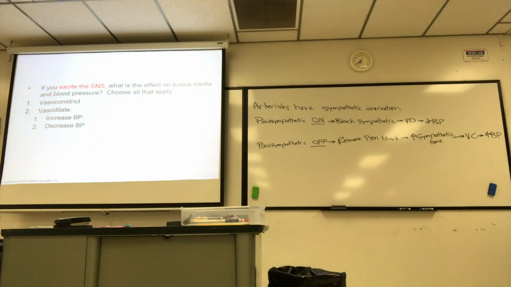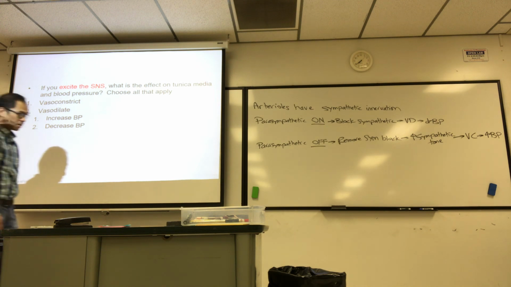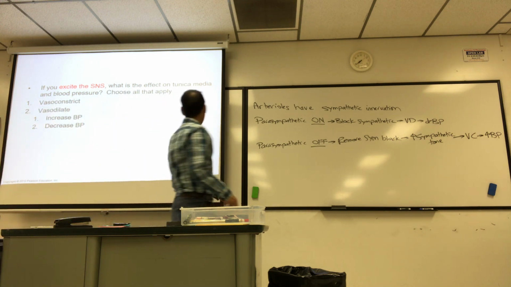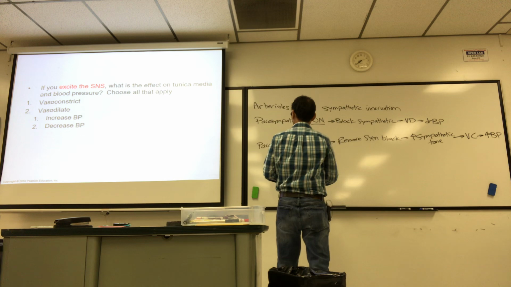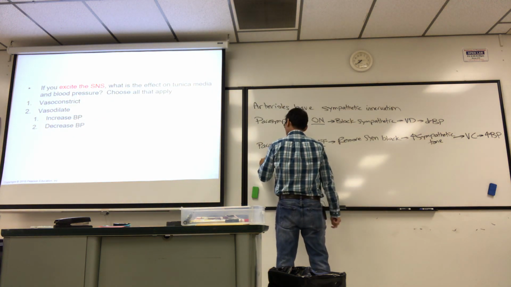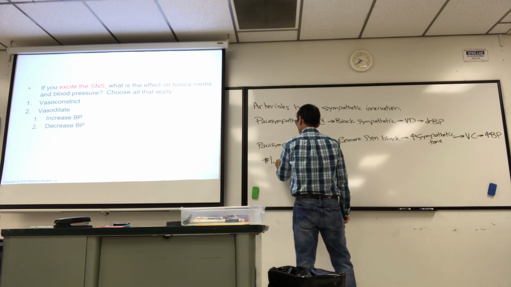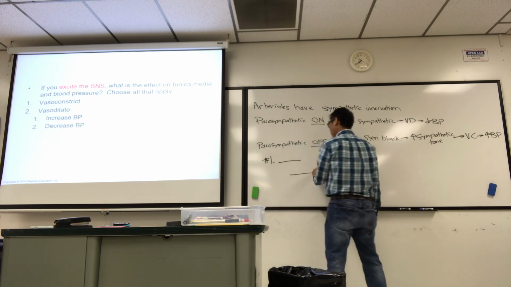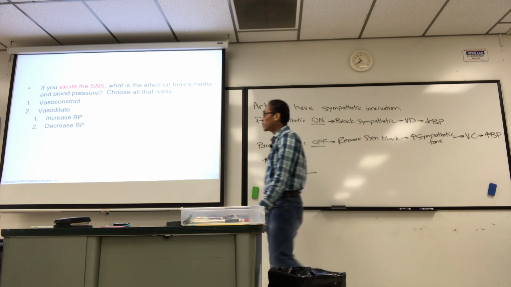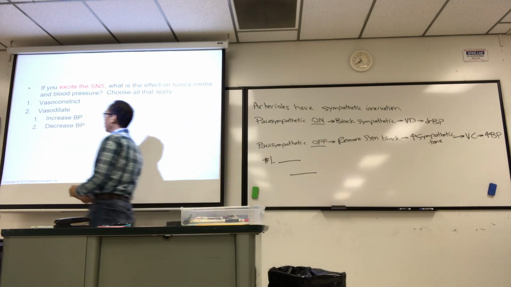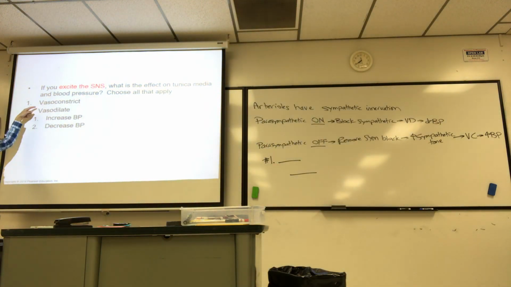So I'll put some half sheets out there. If you didn't grab one, grab it now and answer this question. Let's call this number 1. You're going to put two things, blank and then blank. For the first blank, you're going to choose from one of these. And then for the second blank, as a result, it causes an increase or decrease in BP.